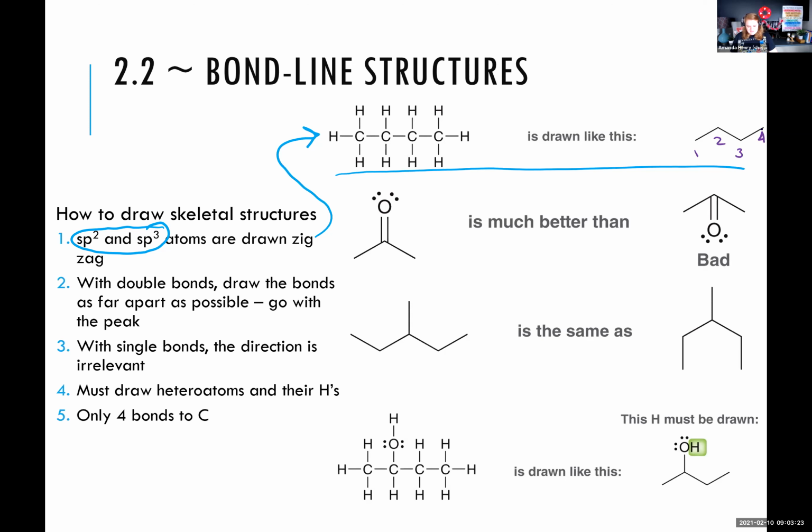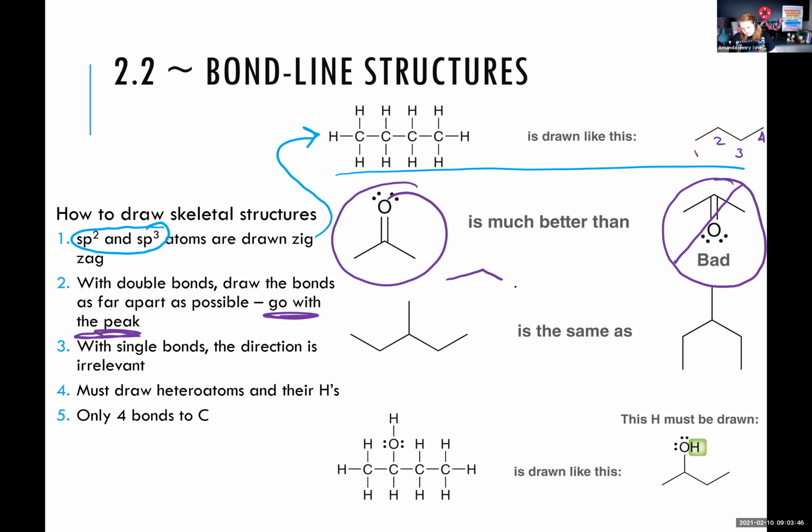Number 2 on there says, when we draw double bonds, we want them to be as far apart as possible. And the way I always think about it is that you should draw them with the peak. So right here, our double bonded oxygen is going up because that peak is going up. So this is the bad one over here. We don't want to do that one.